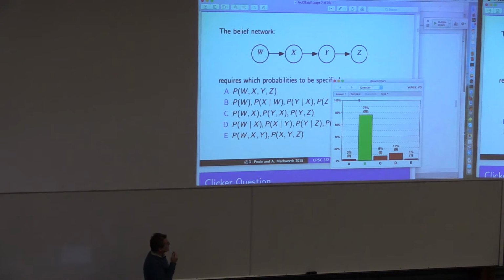So the answer is B. It seems 20% of the people are not doing it. D is the other way around. Variables go into the parents. This is W, and X has a parent of W, so it's X given W, not W given X. We're going to see lots of examples like this soon. Any questions about that?